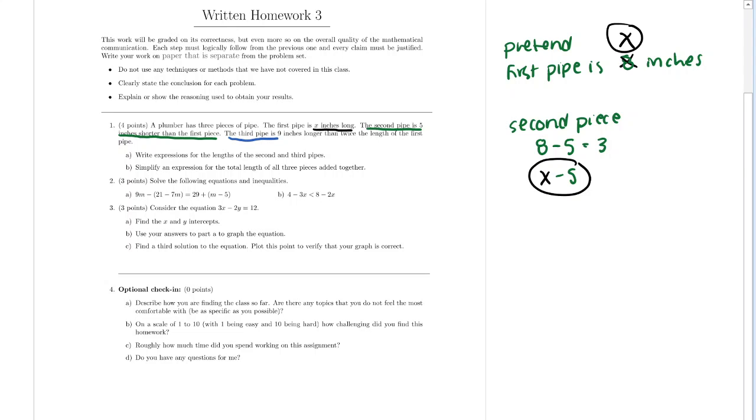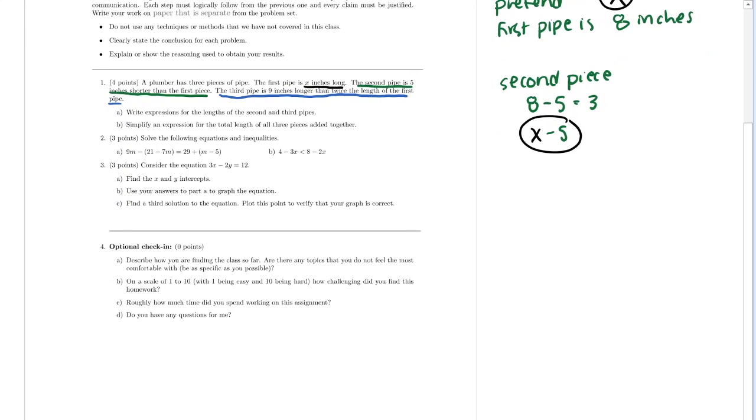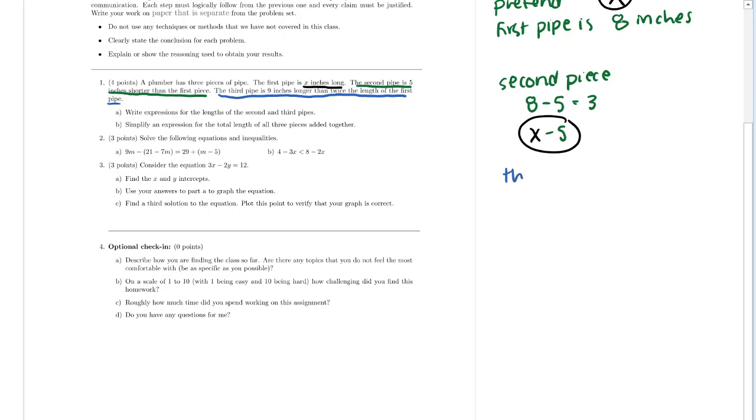Now what about the third piece? It says it's 9 inches longer than twice the length of the first pipe. Well, maybe let's continue with this example again. We're thinking of the first pipe as being 8 inches long. Well, the third piece says it's 9 inches longer, so 9 inches added on to something. But 9 inches longer than what? Well, it says 9 inches longer than twice the length of the first pipe. So we're adding 9 on to twice the length of the first pipe.